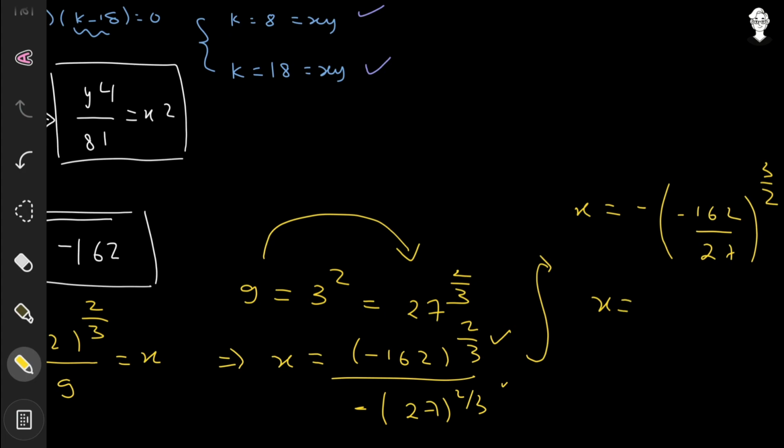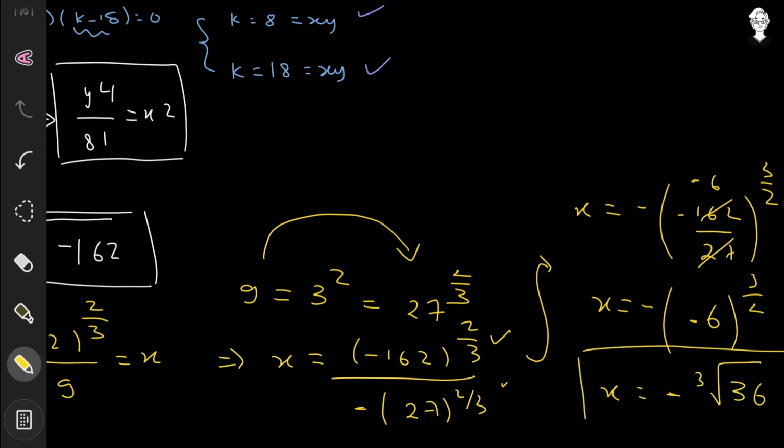So from here x is going to be equals to negative. Now from the table of 27 it goes negative 6. So negative sign outside the bracket, negative 6 to the power 3 upon 2. So this is finally going to be equals to negative cube root of 36. Yes, this is the value of x, that is negative cube root of 36.